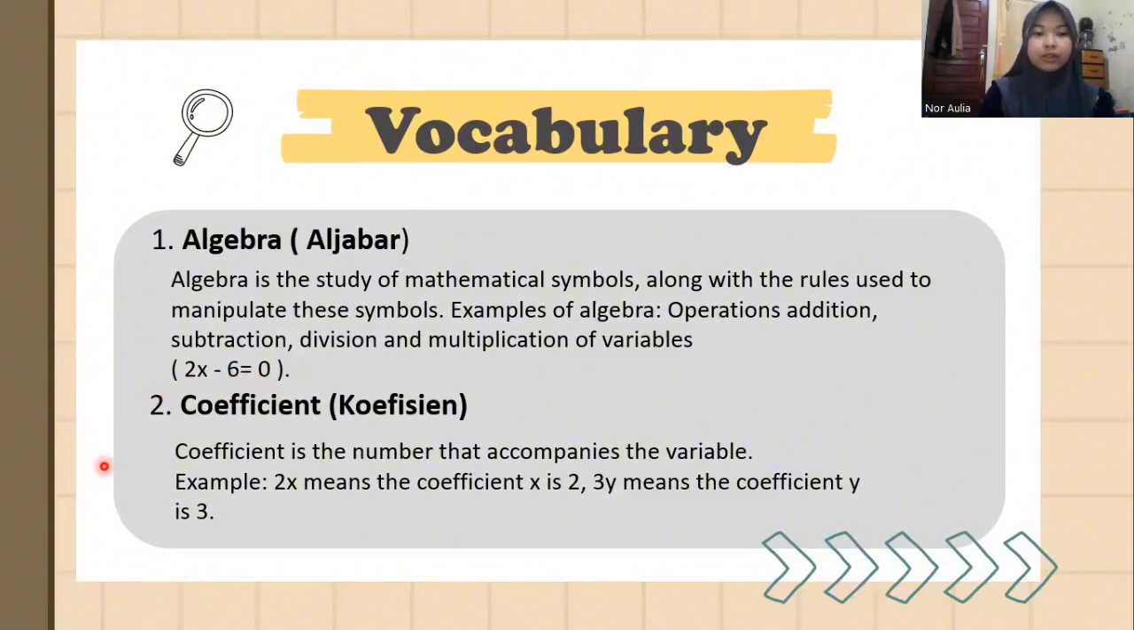Number 2 is coefficient, or in Bahasa we can say koefisien. The definition: a coefficient is the number that accompanies the variable. So for the example, 2x means the coefficient of x is 2. 3y means the coefficient of y is 3.